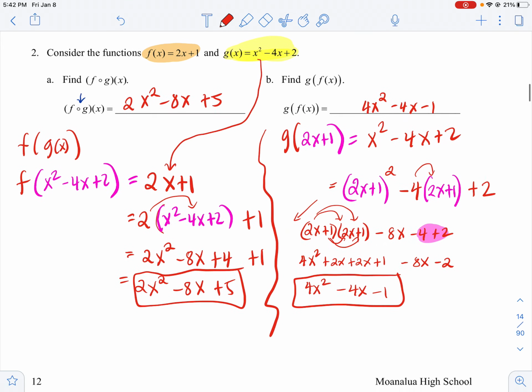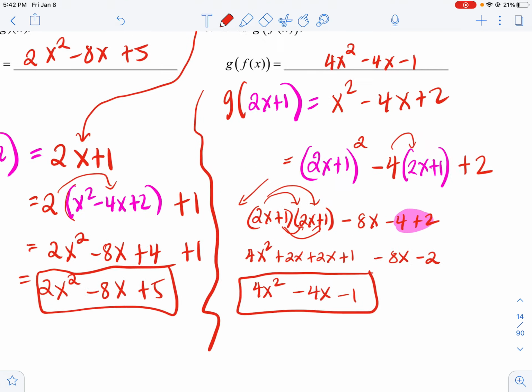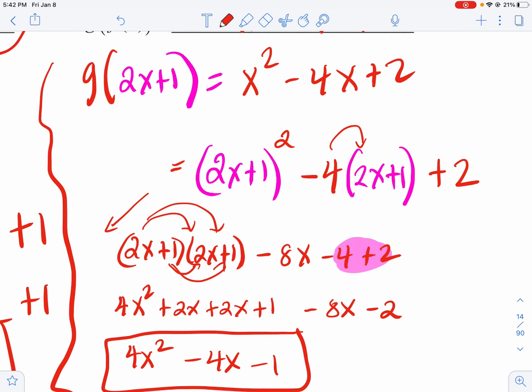And a common mistake with this problem is this part right here. Let me make it bigger. You know how I have a 2x plus 1 squared? A common mistake with kids is they just do 2x squared and then 1 squared. But remember that it's not like that because you're supposed to FOIL it. You're supposed to actually multiply 2x plus 1 times another 2x plus 1. And that's why we have to do FOIL or we have to distribute that.